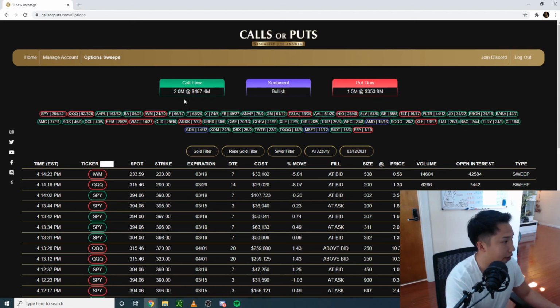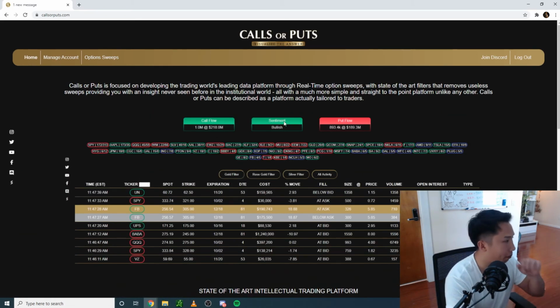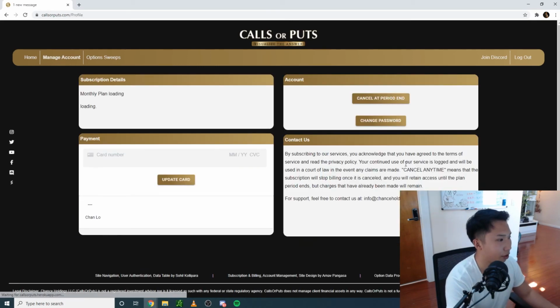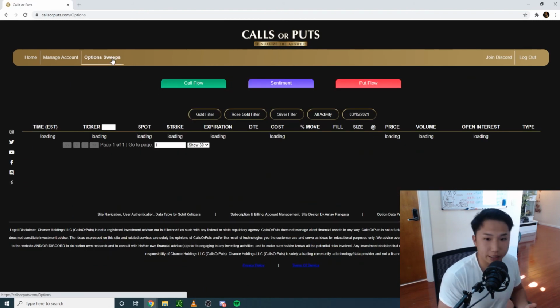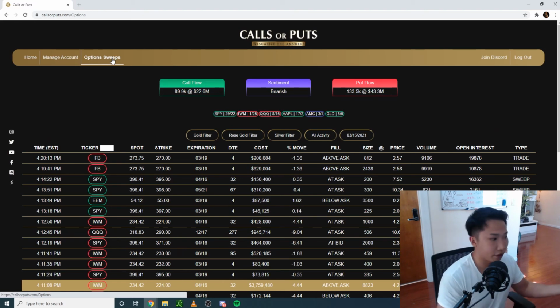That's about it, really. Home page goes back to the home page. Manage account will bring you to your account page where you could cancel your subscription, change your password, update your card, etc. My account's different, so it doesn't show the subscription details. That's about it. It's not that hard to use this platform. It was created to be a simple platform, and that's why it's very simple.